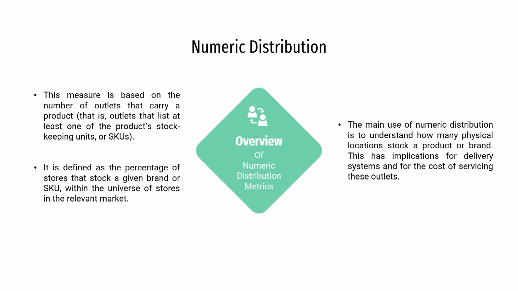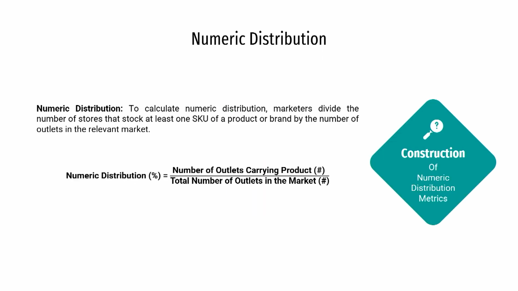What is the benefit, the incremental sales we are getting just because of making the product available in 100% of the stores, and let us say what is the cost of making this accessibility. We will always do a calculation, a cost benefit analysis, and accordingly we will come to an optimum point. Let us look at the construction of the numeric distribution metric.